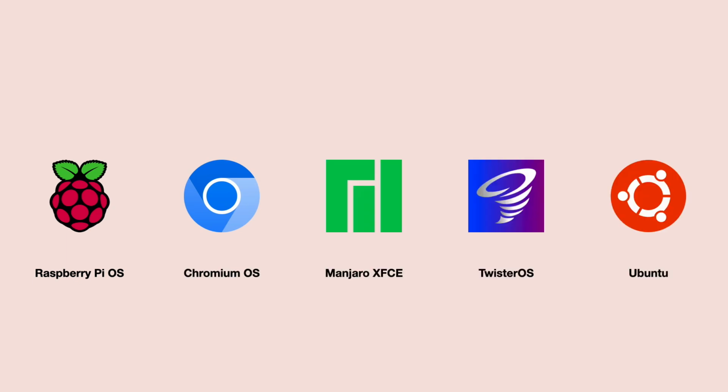Here are the OS you will see today. We got the official Raspberry Pi OS, Chromium OS, Manjaro, Twister, and Ubuntu.